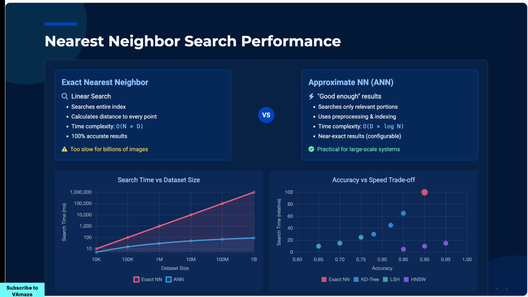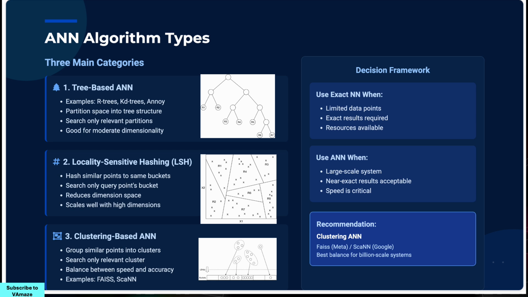This is where approximate nearest neighbor search, or ANN algorithms, come in. The insight is that we don't always need the exact nearest neighbors. Neighbors that are close enough are usually sufficient. ANN algorithms use clever data structures to reduce time complexity to something sublinear, like O of d times log n.